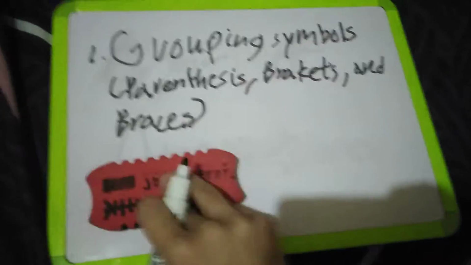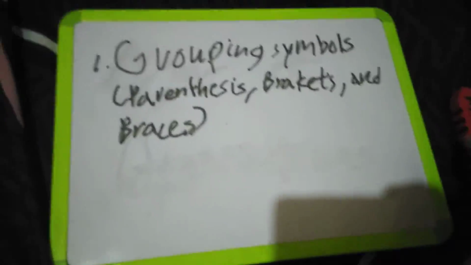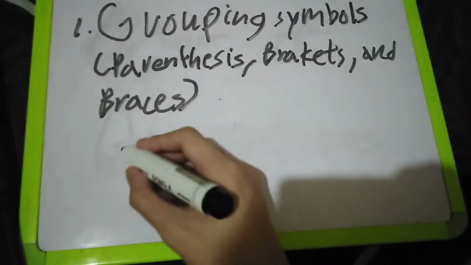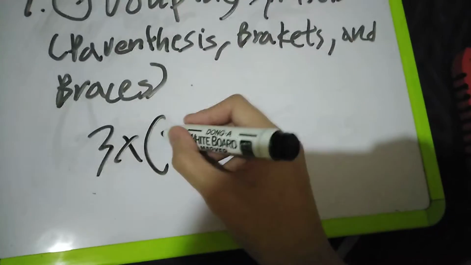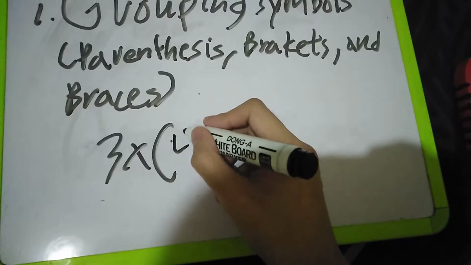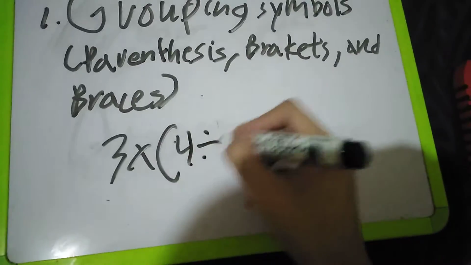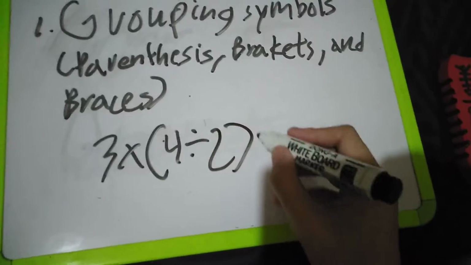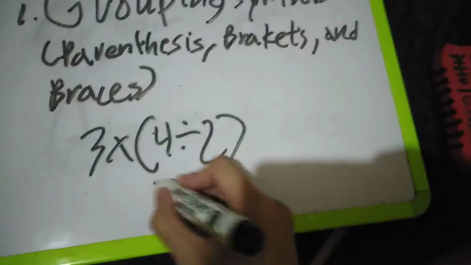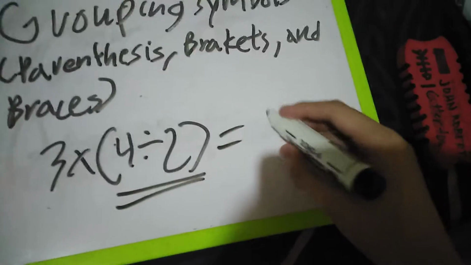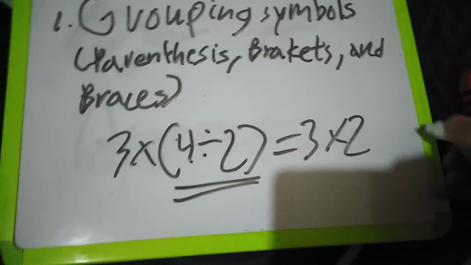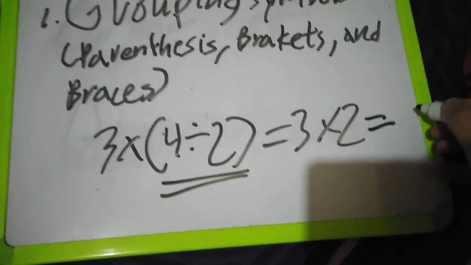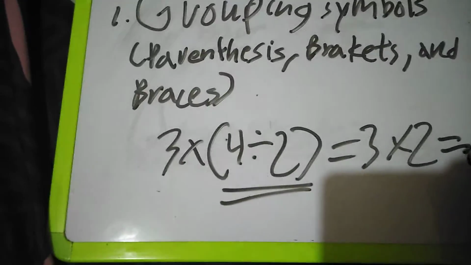Okay, now an example of using grouping symbols in order of operations. If we have something like this, we first need to do the operation in the grouping symbol. So this will become this, and now, the answer is this.